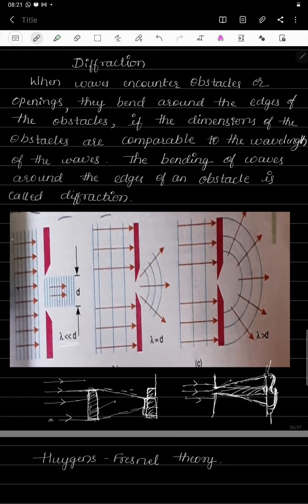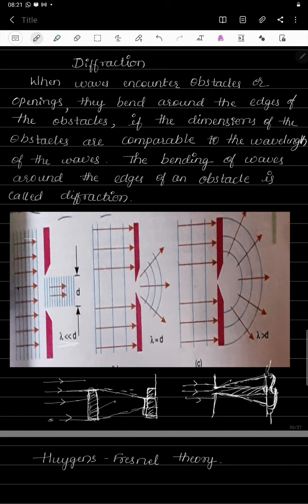So in this direction, let us suppose you are having light waves traveling. If the wavelength of light used is very small as compared to the dimensions of the opening, then it is not going to bend. The diffraction phenomenon is not going to be noticeable. Why? Because see, so this is the opening.